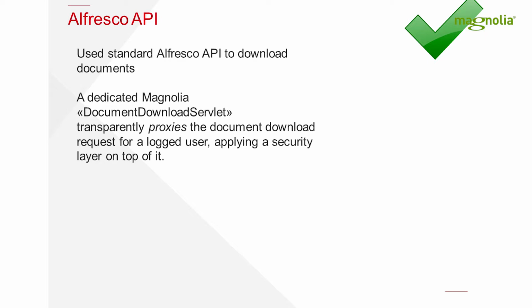So we use the standard Alfresco API to download documents, nothing complicated, but we proxied the download with a document download servlet directly in Magnolia. It transparently proxies the download request for a logged user, asking SAP first for the permissions, and if SAP says okay, you can download, the final download is produced. The URL is a Magnolia URL, so from the user's perspective, there is no knowledge of what happened behind. This is not the way it was in the initial project.